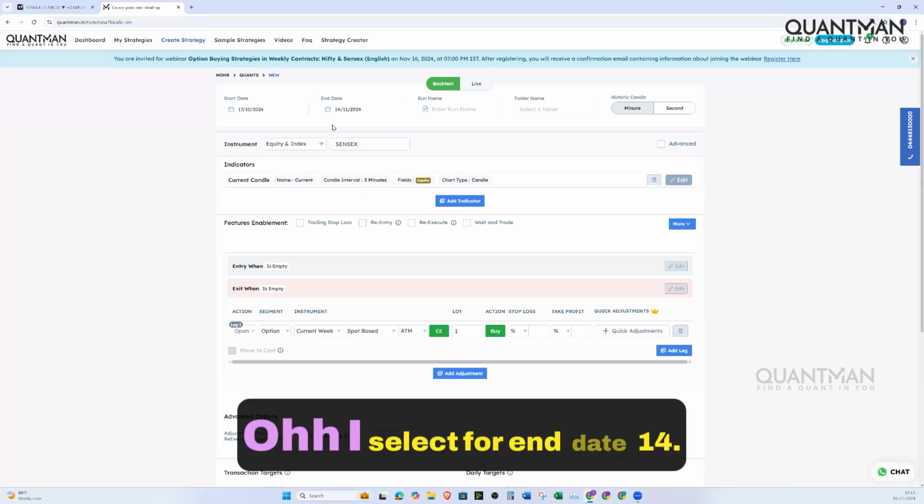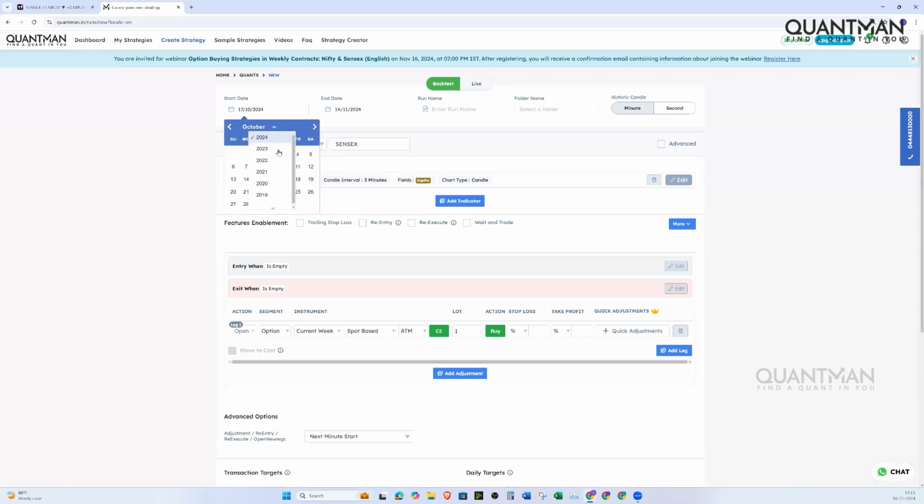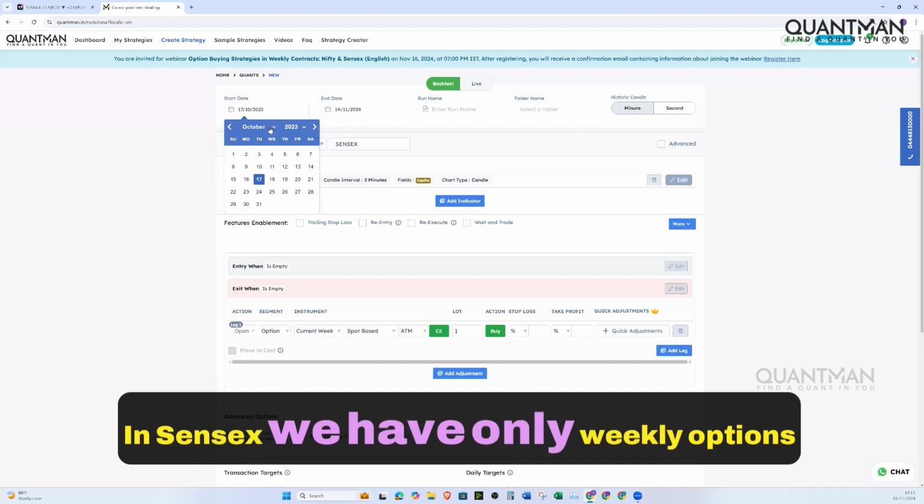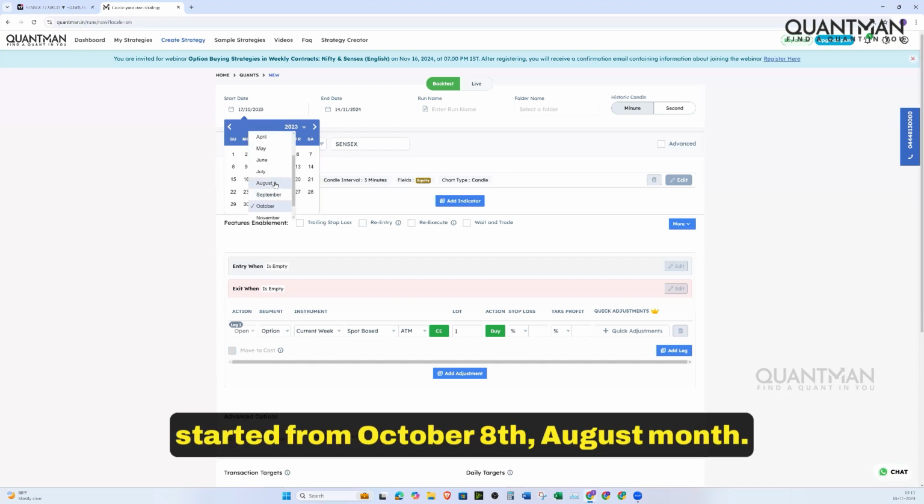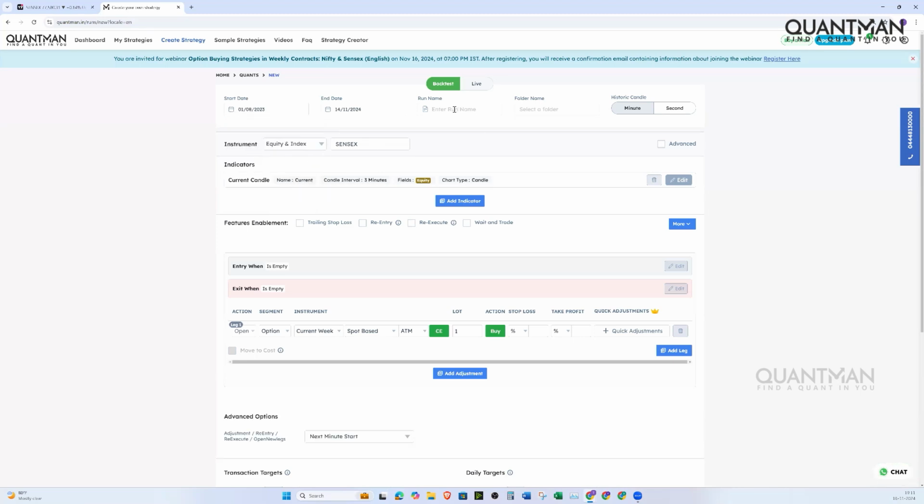I select the end date 14. In Sensex, we have only weekly options, started from August month. Okay. And I give Sensex, create a folder for Sensex.